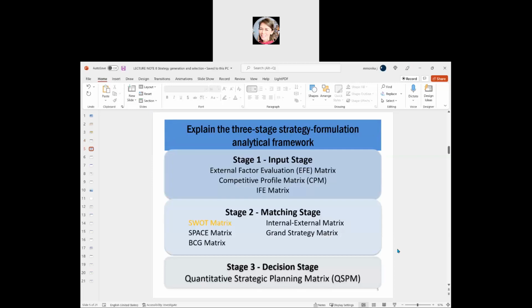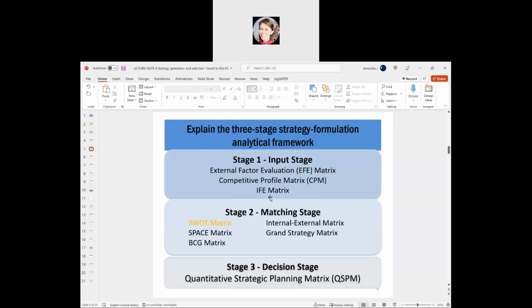Okay, now, so this is what a three-stage strategy formulation analytical framework looks like. There are three stages. Stage 1 is the input stage. Stage 2 is the matching stage. Stage 3 is the decision stage. So stage 1 summarizes the basic input information needed to formulate strategies.